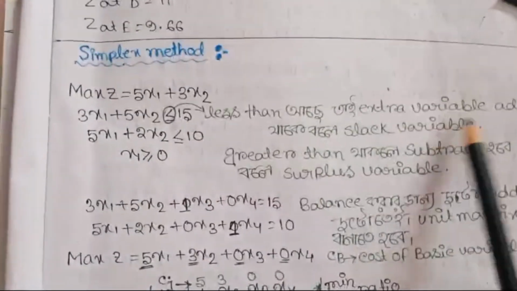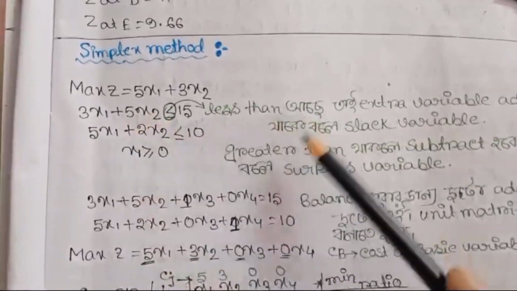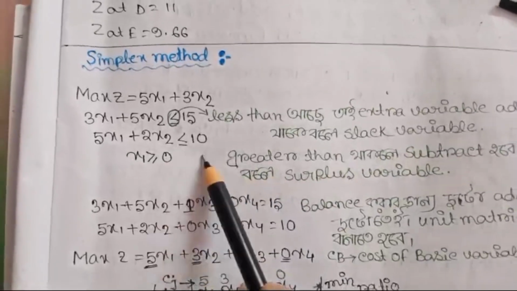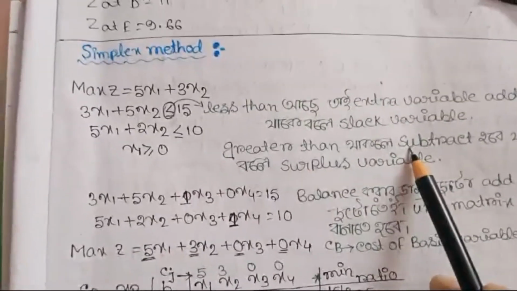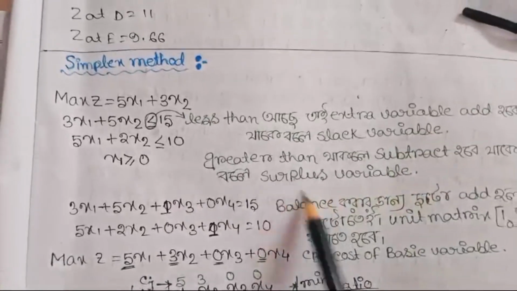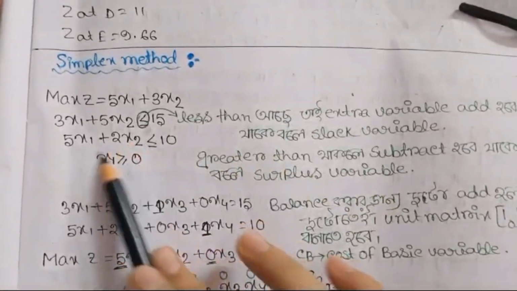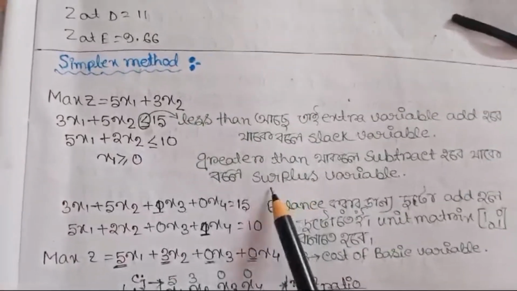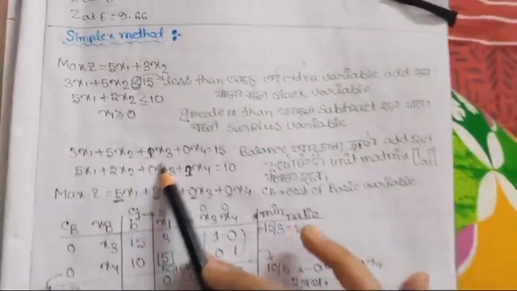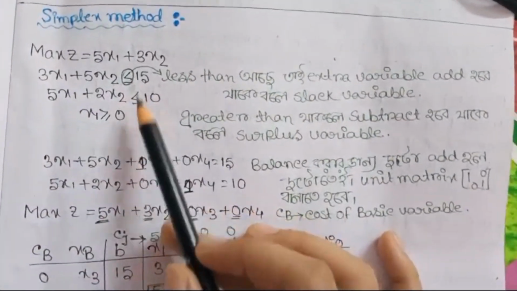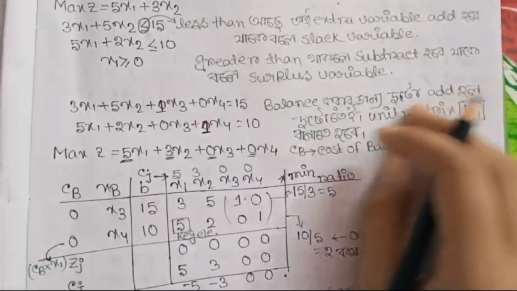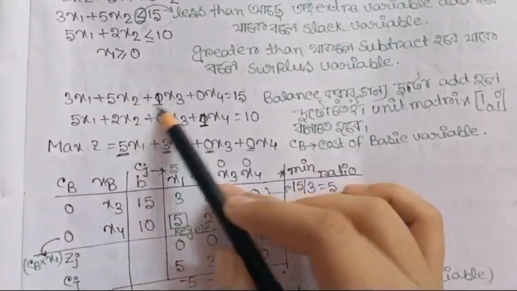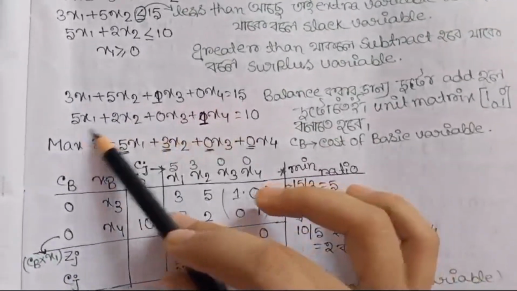Because of this less than sign, we have to add an extra variable in this function, and that variable is called a slack variable. If there is a greater than or equal to sign, then we have to subtract an extra variable from this function, and that variable will be called a surplus variable. So in this case there are two less than signs, so here we are adding x3 in the first function and x4 in the second function.